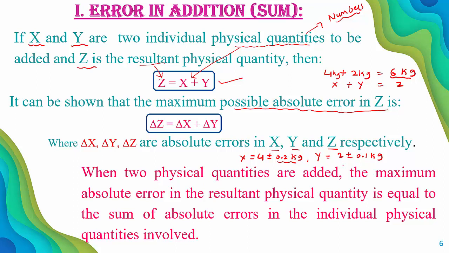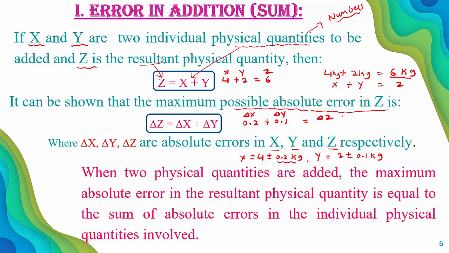Now we have to find the z value. How do we find it? We know the z equation: z equal to x plus y. So in place of x and y, we can write 4 plus 2 is equal to 6. This is x, y and z. In place of delta x and delta y, the error in x is delta x, so we write 0.2. The error in y is 0.1. So this is delta x plus delta y.